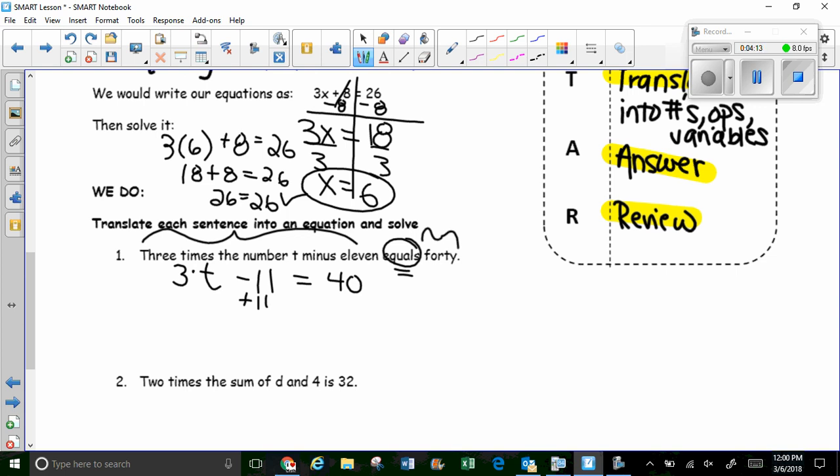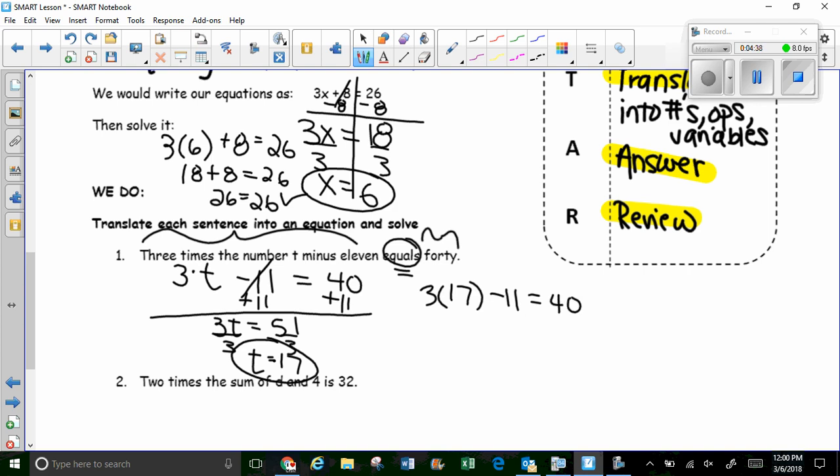So I'm going to add 11 on both sides. So 3t equals 51. Divide both sides by 3, and you'll get t equals 17. Go back and check, did we find the number t that when multiplied by 3 minus 11 gives me 40? Well, I can check. 3 times 17 minus 11. 3 times 17 gives me 51. 51 minus 11 will give me 40. So we can ensure that we got that correct.